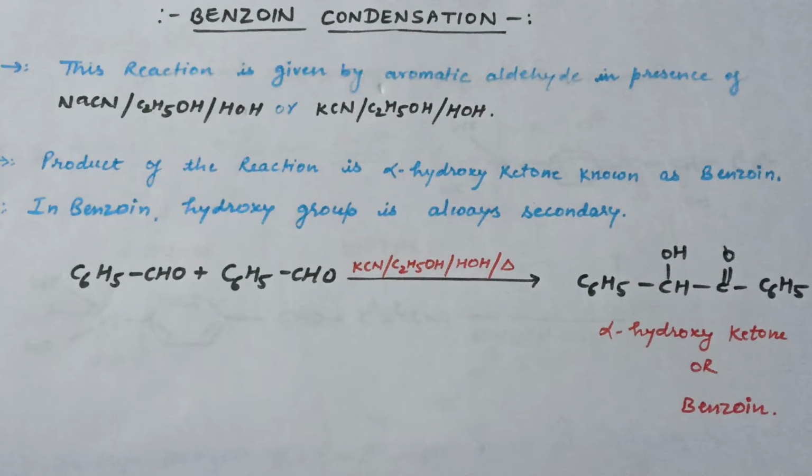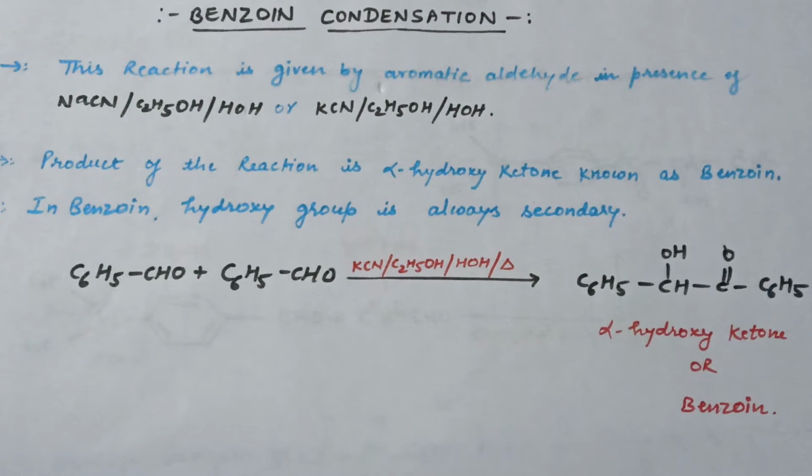Hello friends, today we are discussing a very important topic of organic chemistry, and the name of the topic is benzoin condensation. Friends, this reaction is given by aromatic aldehyde in presence of sodium cyanide, ethyl alcohol and water molecule, and in place of sodium cyanide we can also use potassium cyanide in this reaction. The product of the reaction is alpha hydroxy ketone known as benzoin.